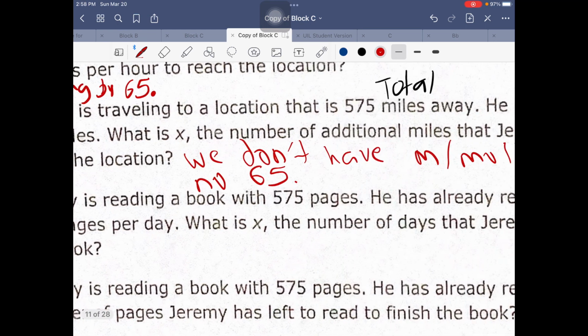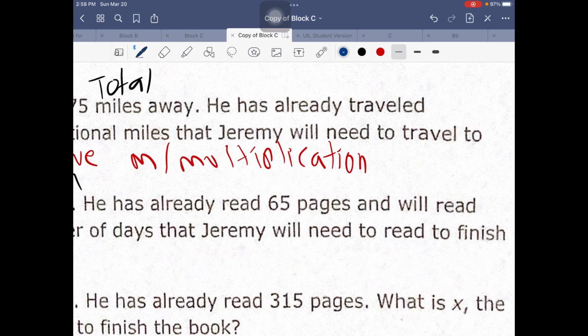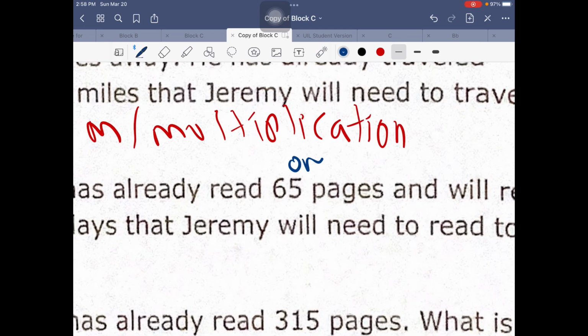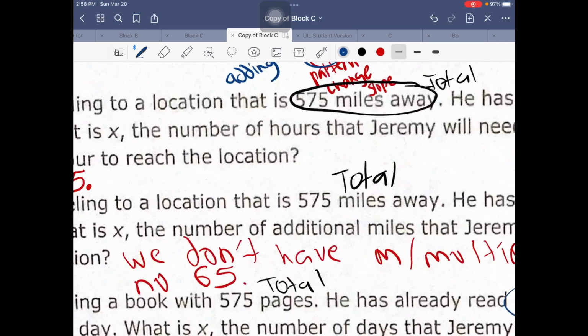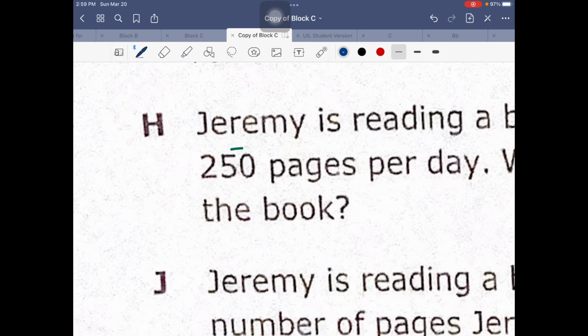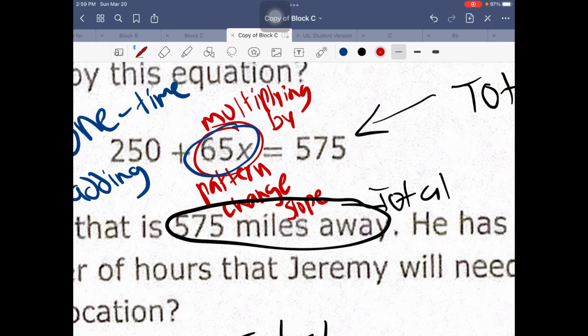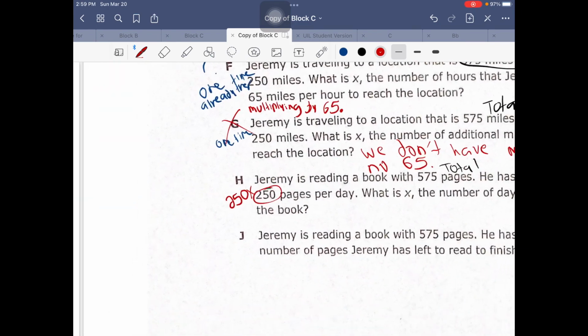Jeremy's reading a book with 575 pages. Again, the total they're getting it correct. That's good. He has already read 65 pages. There we go. This is your one time, but our one time should be 250, not 65 pages. And then once again, another thing that's wrong is 250x. You're multiplying by 250 when in reality we should be multiplying by 65. So this one is incorrect.